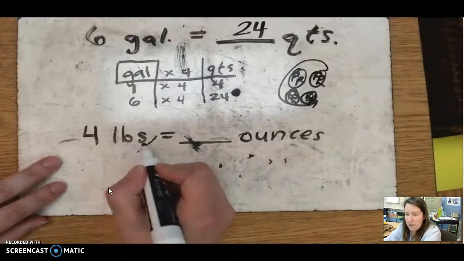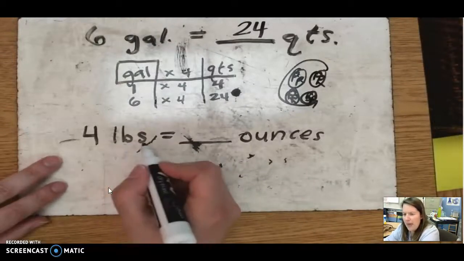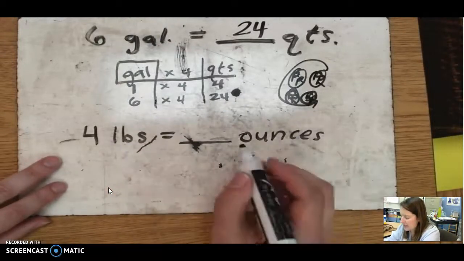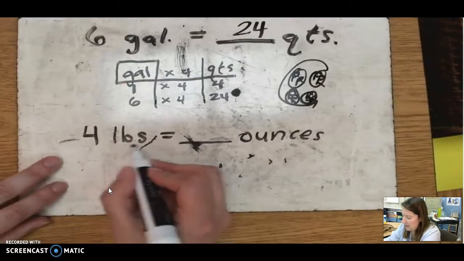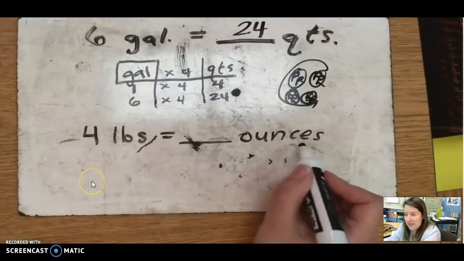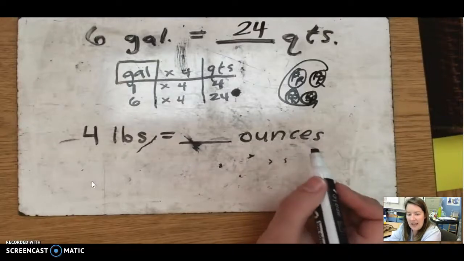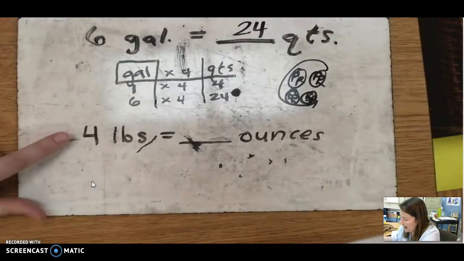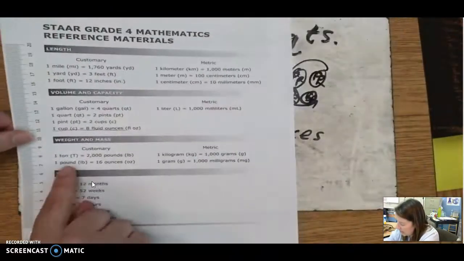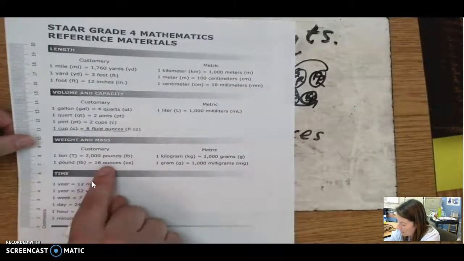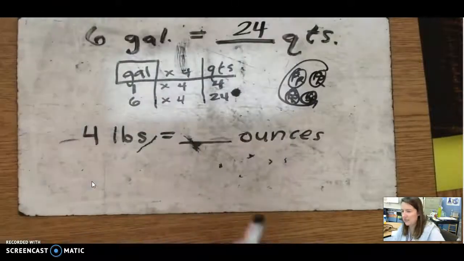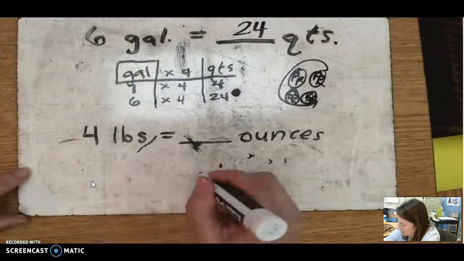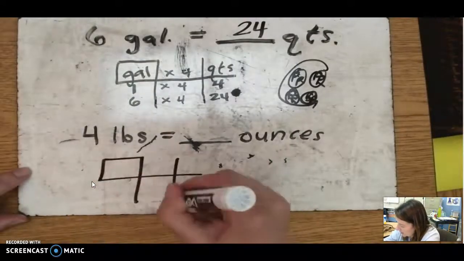Remember, this is the weird abbreviation for pounds. 4 pounds is the same as how many ounces? Pounds is talking about weight and mass. So I know this is not liquid ounces, but the ounces that are on the weight and mass, because it's talking about pounds. So what do you see about pounds? 1 pound is 16 ounces. So how much is 4 pounds going to be?